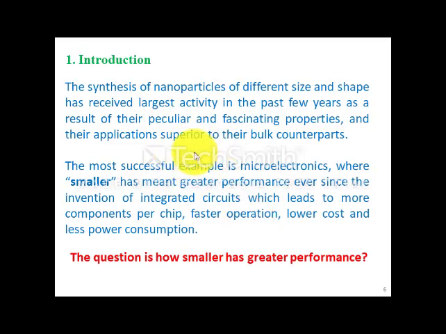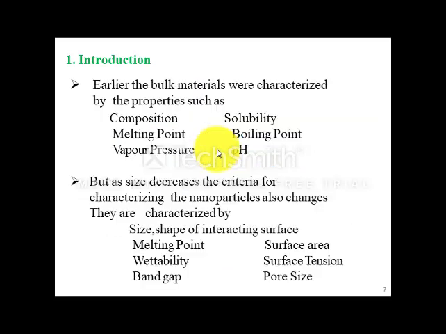Then we talked about how, when the particle size gets smaller, its performance increases, and we need to explain how the performance increases. Also we have discussed that bulk materials were characterized by these six properties: composition, solubility, melting point, boiling point, vapor pressure, pH. But as the size decreases, the criteria for characterizing have changed. They changed to size, shape of interacting surface, then melting point, surface area, wettability, surface tension, band gap, and pore size.